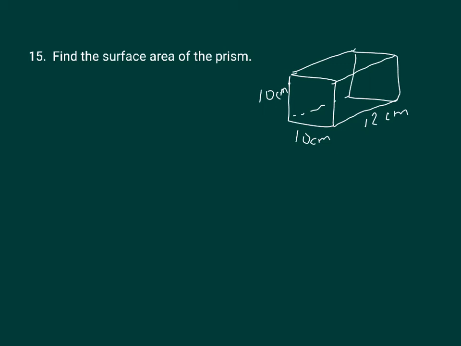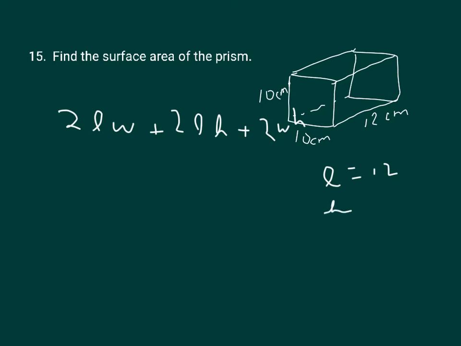The formula that we could use to figure out the surface area of a prism, if you have your handout on formulas, is double length times width plus double length times height plus double width times height. You can call any of these measurements length, width, or height, but let's let the length be 12. The height is pretty obvious that it's going to be 10. And the width is 10. There are two 10s here, which makes it a little bit confusing, but the width and the height are both 10.